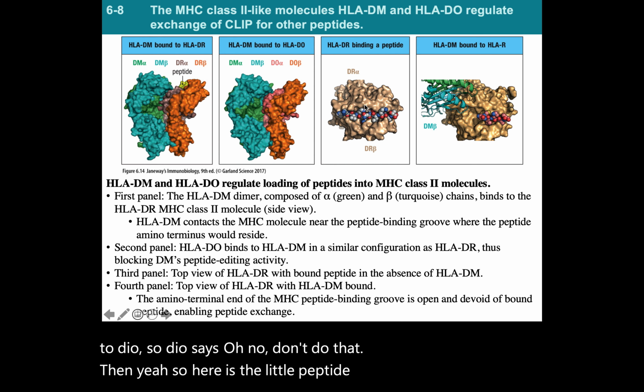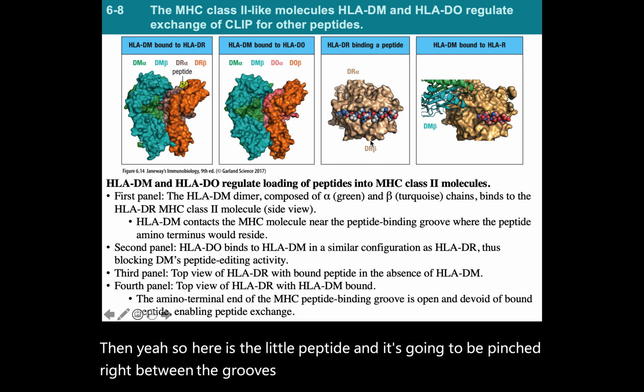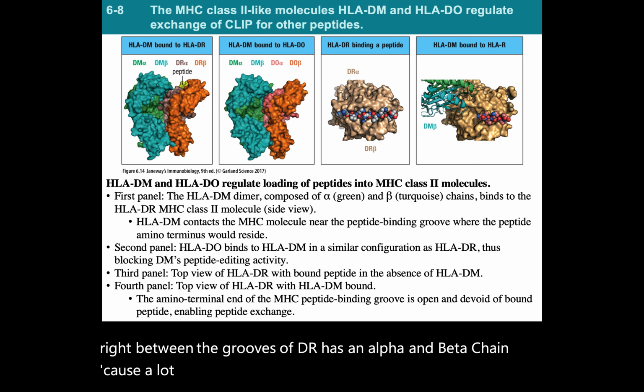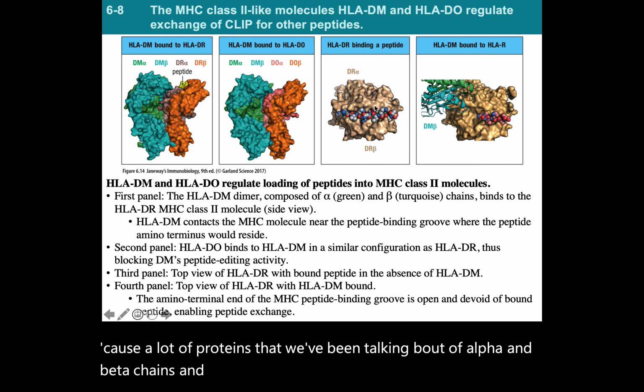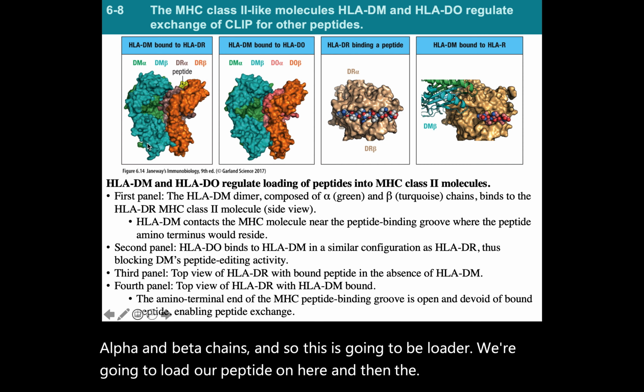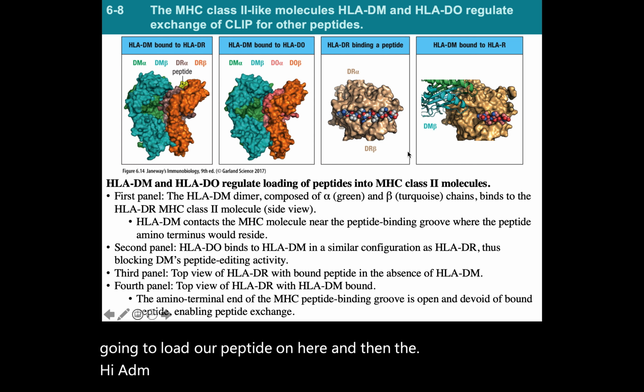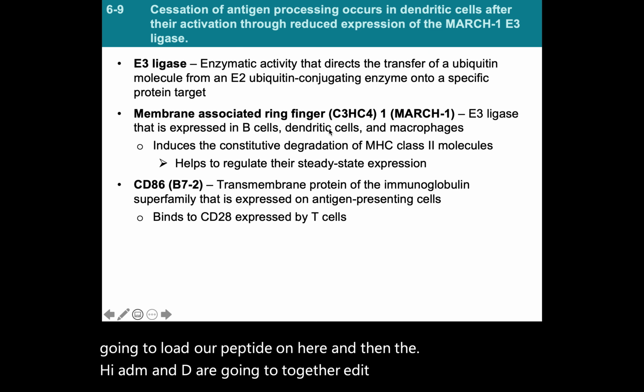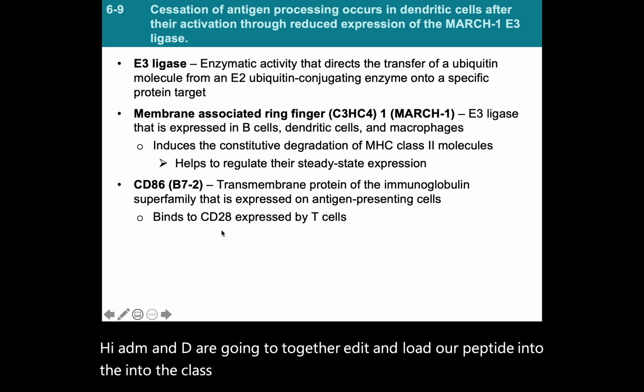So here is the little peptide, and it's going to be pinched right between the grooves of DR. It has an alpha and beta chain because, you know, a lot of proteins that we've been talking about have alpha and beta chains. And so this is going to be the loader. We are going to load our peptide on here, and then HLA-DM and DR are going to together edit and load our peptide into the Class 2 molecule.